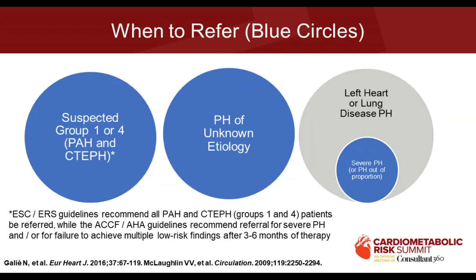So for when to refer patients, the European guidelines and the US guidelines differ a little bit there. Their approach is actually all patients with unexplained or group 1 or 4 PH should be referred to a PH center. That's not necessarily practical in the US. Some patients are 5-7 hours from the nearest PH center. What the US guidelines say is if treatment is undertaken locally, not at a PH center, after 3 to 6 months, if you still aren't achieving those low-risk features, then to consider referral to a specialty center, particularly because at that point an IV therapy may be considered.